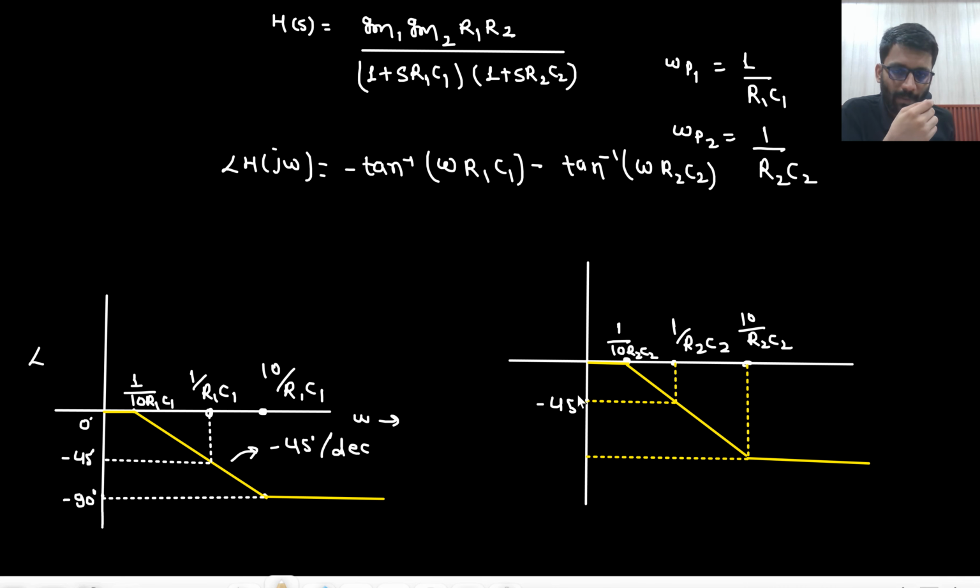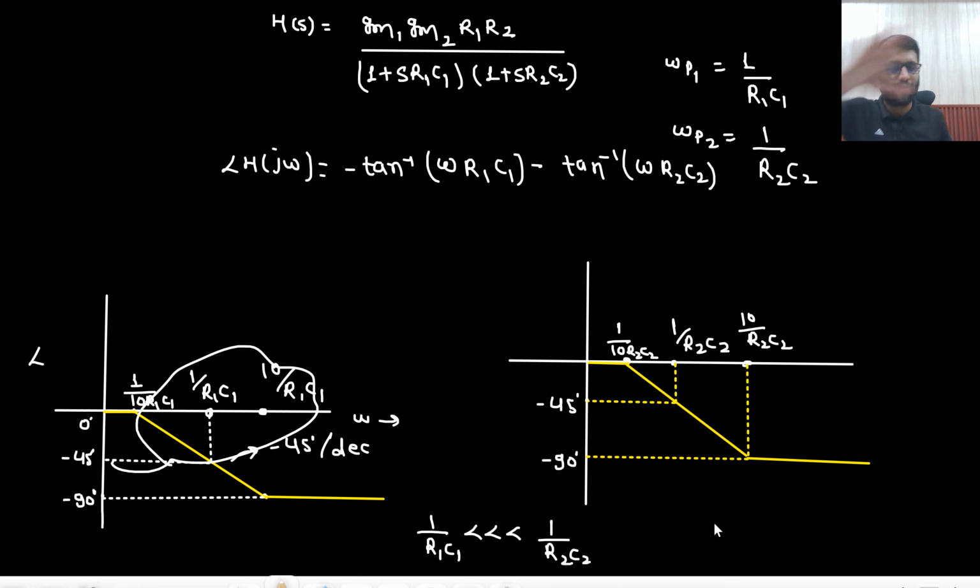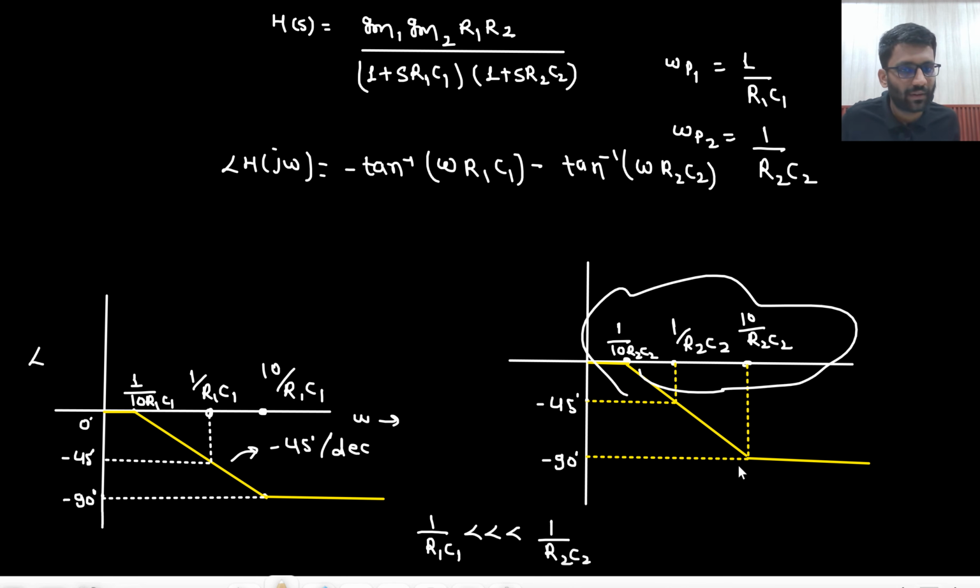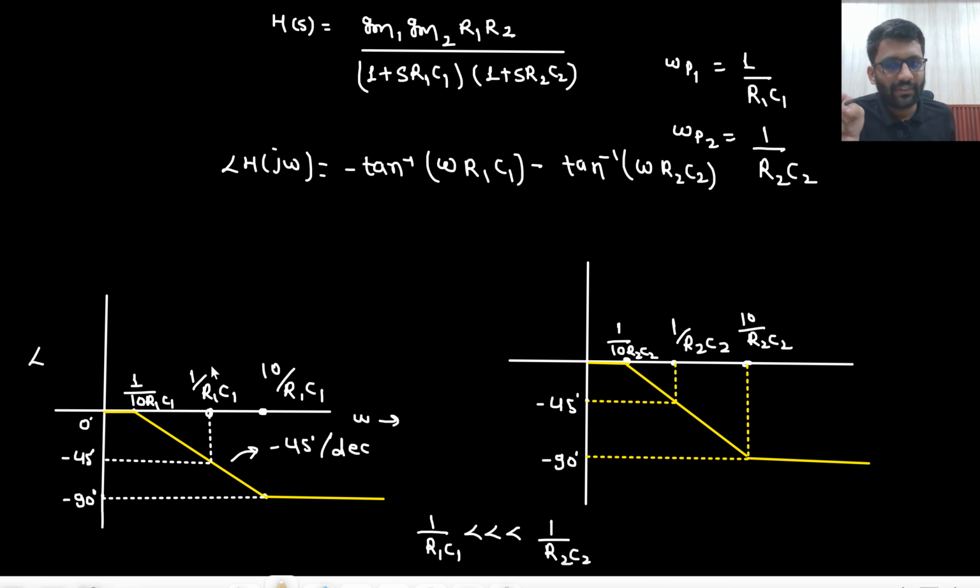Right? So what is the assumption we have made? That 1 by R1C1 is very, very lesser than 1 by R2C2, right? So all these values will occur very near to 0. Basically 1 by 10 R1C1, 1 by R1C1 and 10 by R1C1 will occur very early, and then later on these 1 by 10 R2C2, 1 by R2C2 and 10 by R2C2 will come, because this is very, very lesser. This is the assumption we have made.